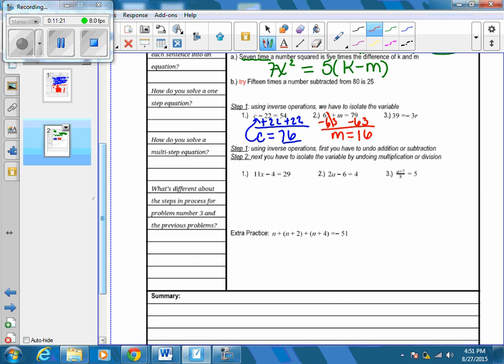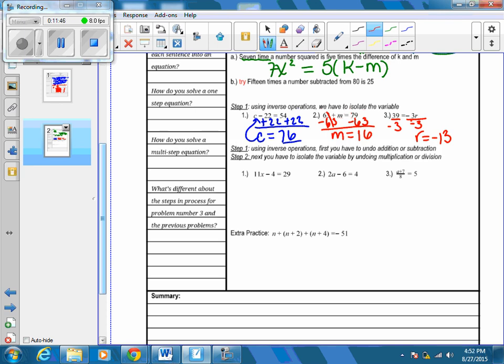And then number 3, last but not least, I have 39 equals negative 3r. So negative 3 is being multiplied by r. So the opposite of multiplication is division. So I need to divide both sides by negative 3. So r is going to be equal to negative 13. Okay? So let's keep going.